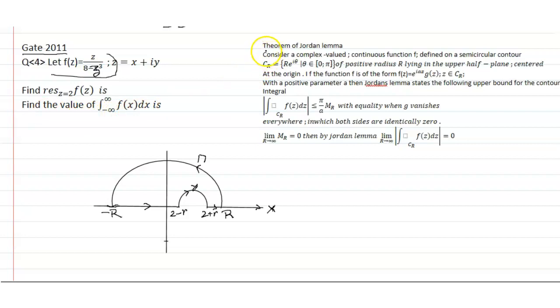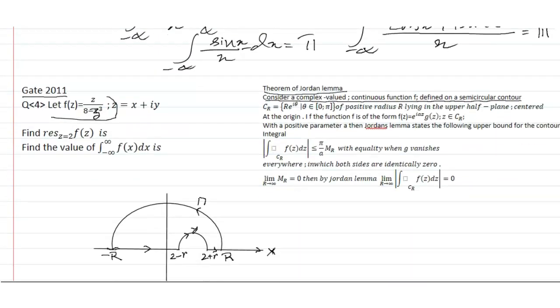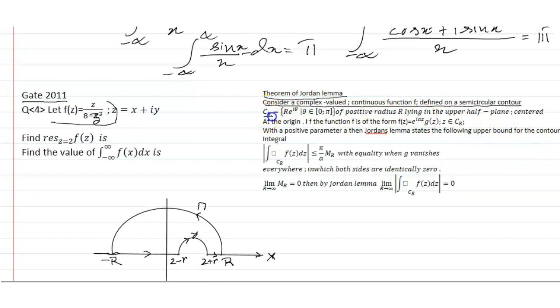So friends, at first I have to discuss Jordan lemma. Consider a complex valued function f. Define the semicircular contour, like this is also a semicircular contour, and C_R is equal to R e to the power i theta of the positive radius R in the upper half plane centered at the origin. If the function f(z) is equal to e to the power minus i a z into g(z), with a positive parameter a, then the Jordan lemma states the following upper bound of the contour integral. This is the Jordan lemma.